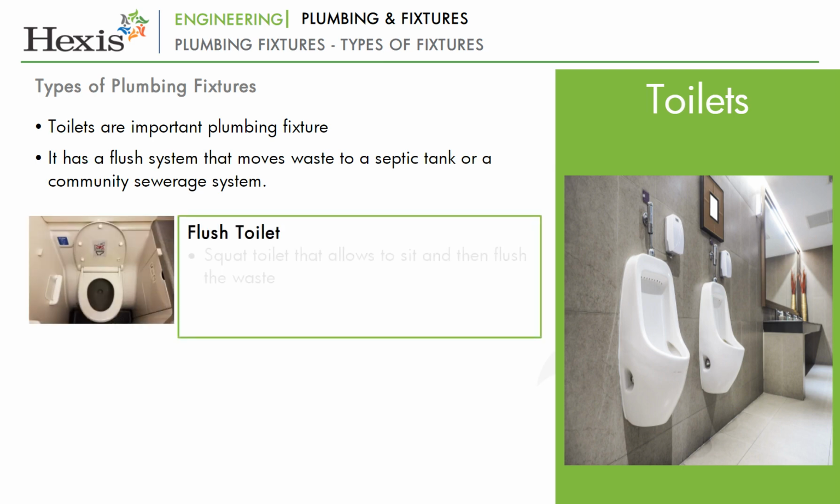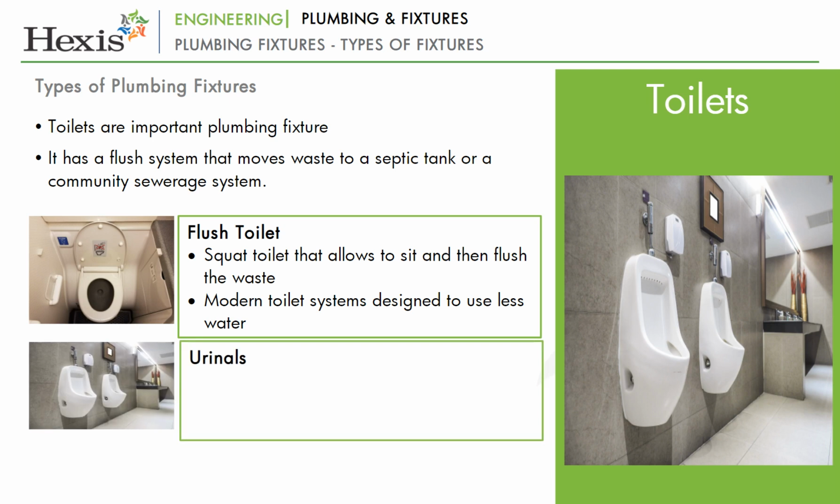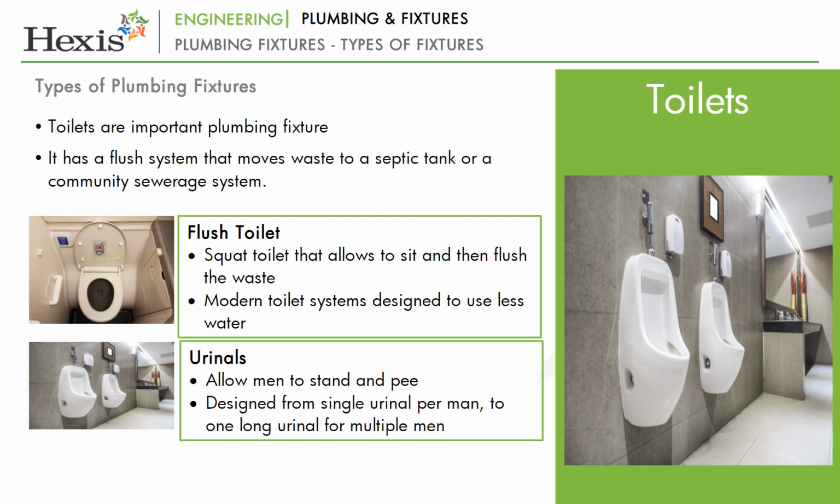This is simply a squat toilet that allows you to sit while you go and then flushes the waste. Modern toilets have flush systems designed to reduce water waste. These are the most common toilets in modern society. Urinals. These are designed to allow a man to stand and pee. They are not normally installed in homes, but are more common at public conveniences. The design of these can vary from a single urinal per man to one long urinal for multiple men.